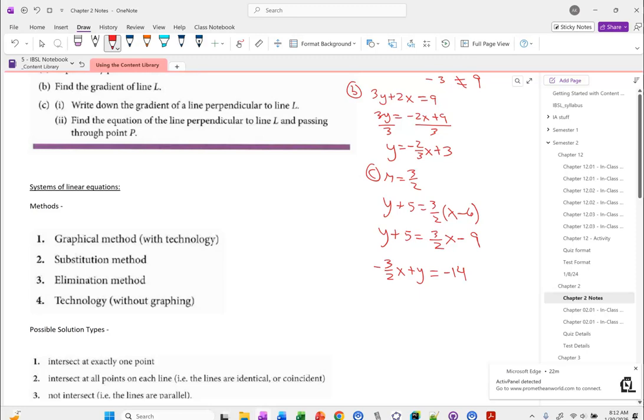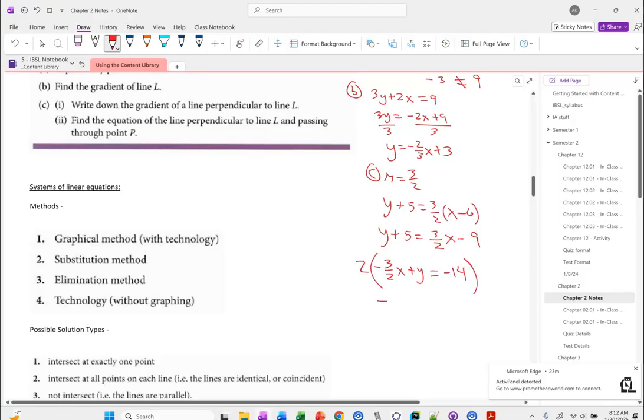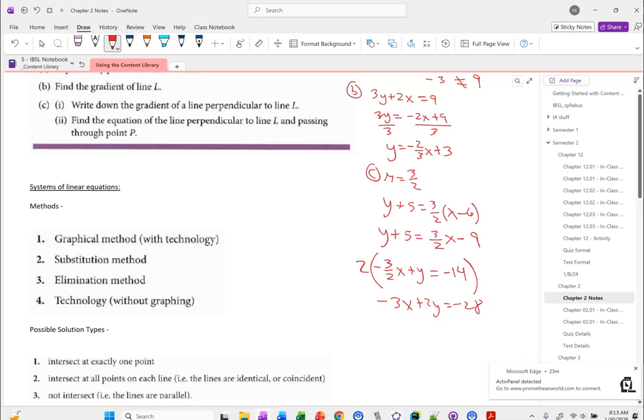Everybody happy there? Are we in general form yet? No, why not? My coefficients aren't integers. I have a fraction there. How do I take care of that? Oh, you just multiply everything by the denominator. Multiply everything through by 2 in this case. Yeah, the denominator. And that's a general form answer.